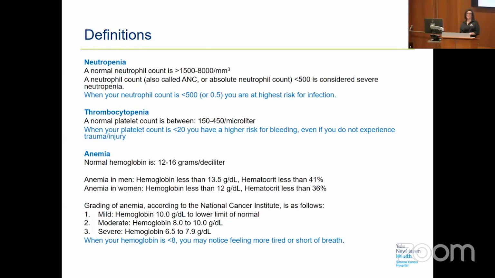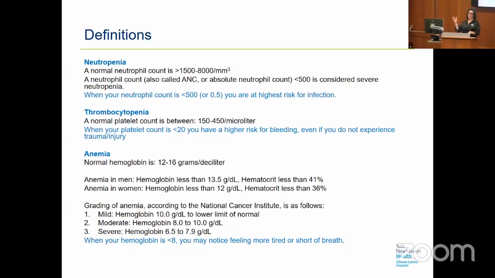There's grades of anemia, and we'll talk a little bit more about that, with mild anemia being a hemoglobin between 10 to the lower limit of normal, and severe anemia being a hemoglobin less than 8. And generally, patients tend to feel symptoms when the hemoglobin is less than 8, but that can depend on how quickly you became anemic and how low the number is.